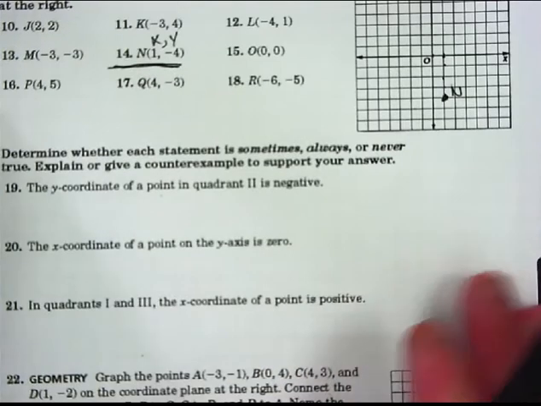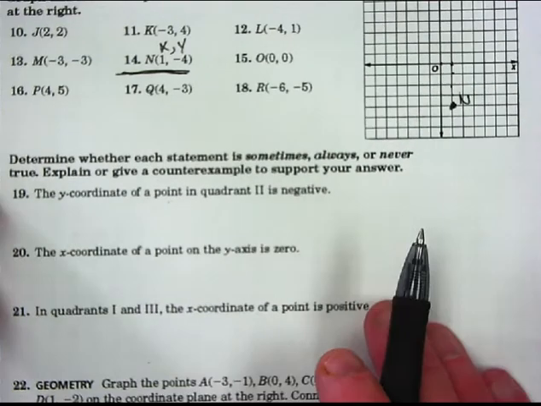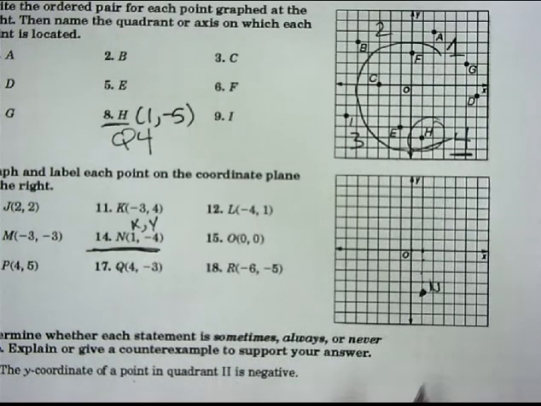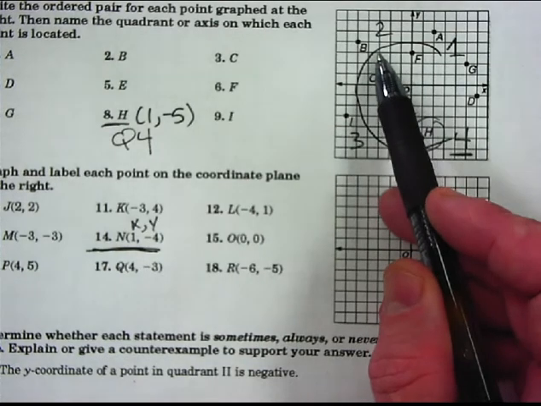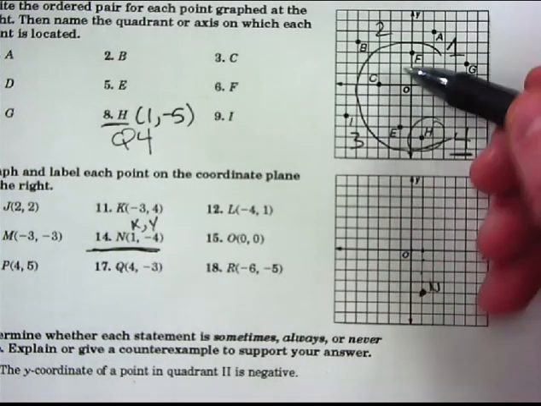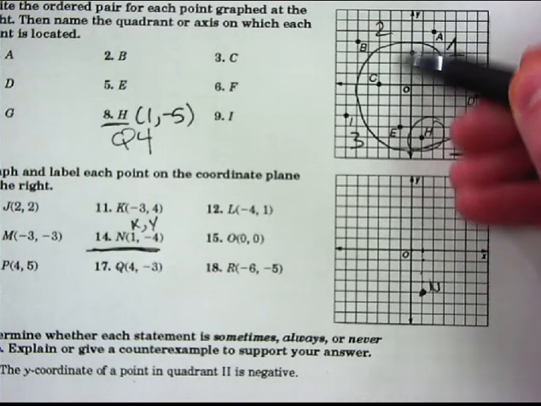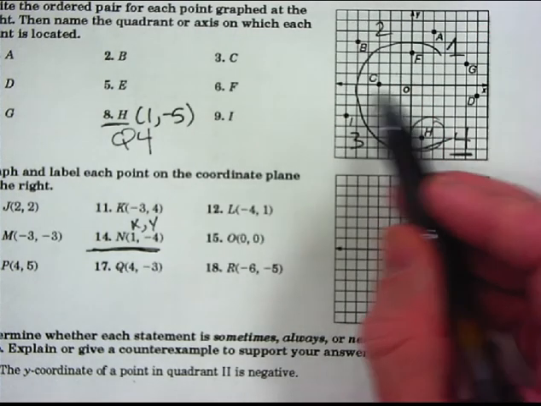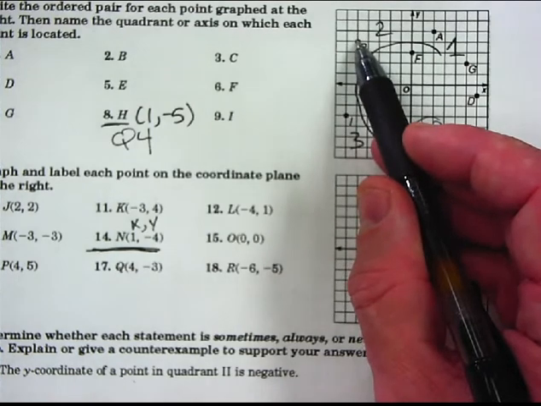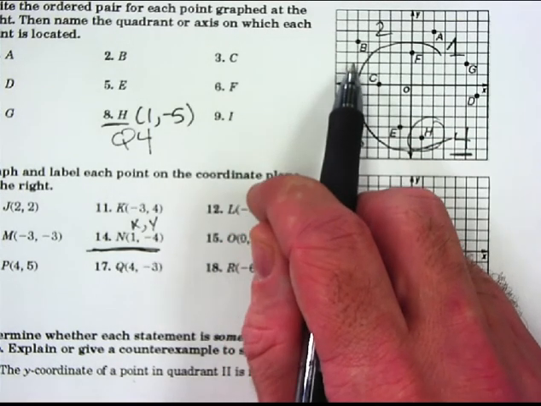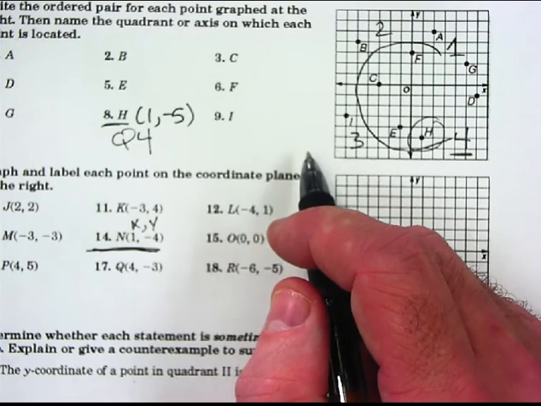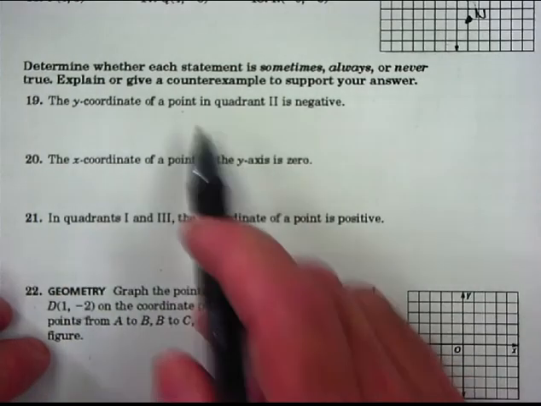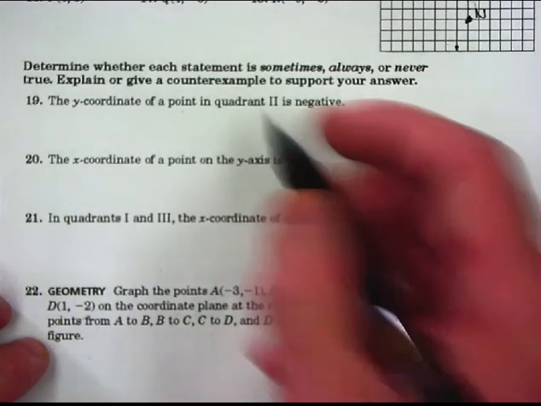Well, let's look up here. We numbered our quadrants in this problem. The Y coordinate of a point in quadrant 2, in quadrant 2 all of the points have positive Y coordinates. They're all above the x-axis. So for example, point B would be positive 4 in Y. So when it says the Y coordinate of a point in quadrant 2 is negative, that's never true.